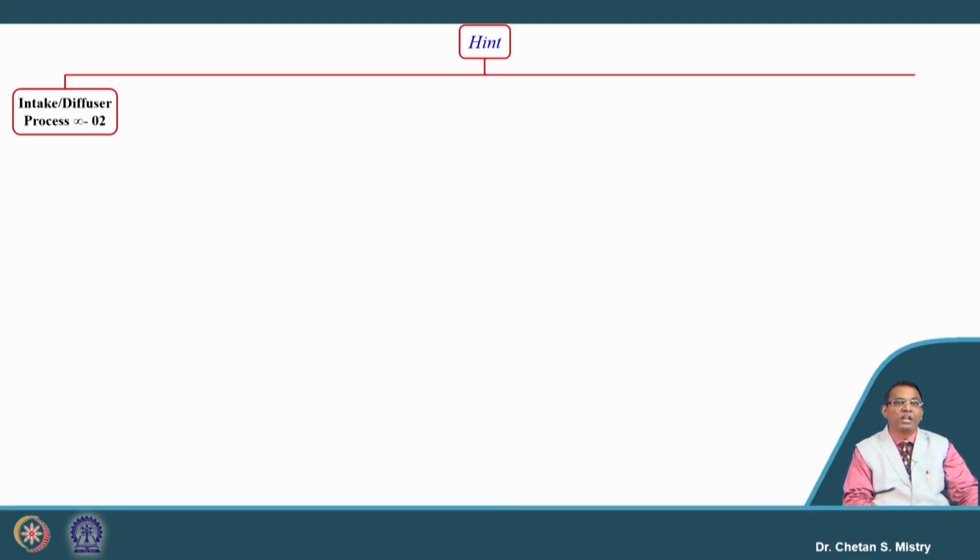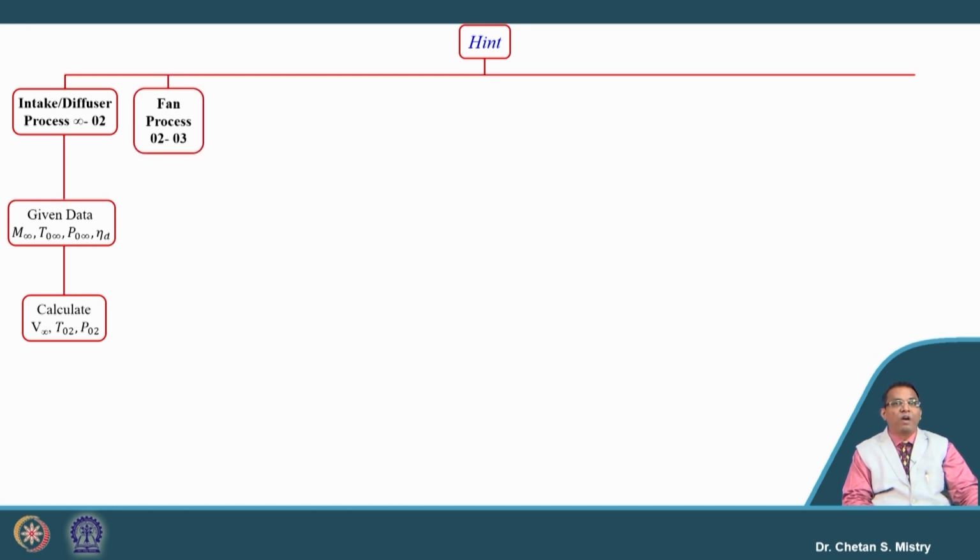So, what understanding do we have? For the inlet or the diffuser, we have a flying Mach number of 0, entry temperature and pressure are given, and diffuser efficiency is given. So, we can calculate the velocity, the temperature, and the exit temperature and pressure at the exit of the intake. The next component we have is the fan. For this fan the efficiency and pressure ratio or compression ratio are given. We can calculate the temperature and pressure at the exit of the fan.